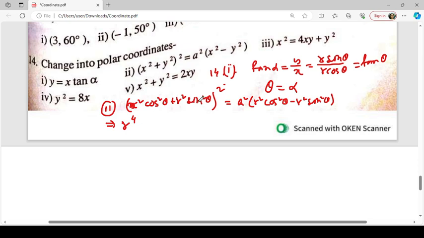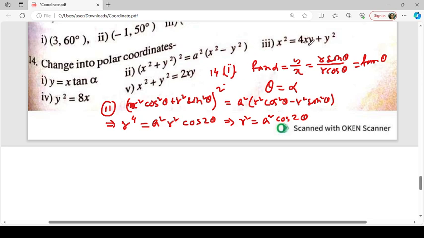Cos² θ plus sin² θ is 1, so it is 1² is equal to a² r², and cos² θ minus sin² θ is cos 2θ. R² goes, so its polar coordinate is, now we write r² is equal to a² cos 2θ. So this is converted to polar coordinate.